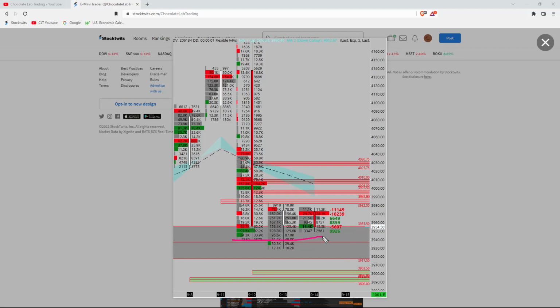Where are buyers? Well, I just pointed out where the buyers are. Where are sellers? We could see some sellers active over here. Again, not much. Actually, to be fair, there is a good amount right there. So yeah, those are takeaways that we need to be aware of.